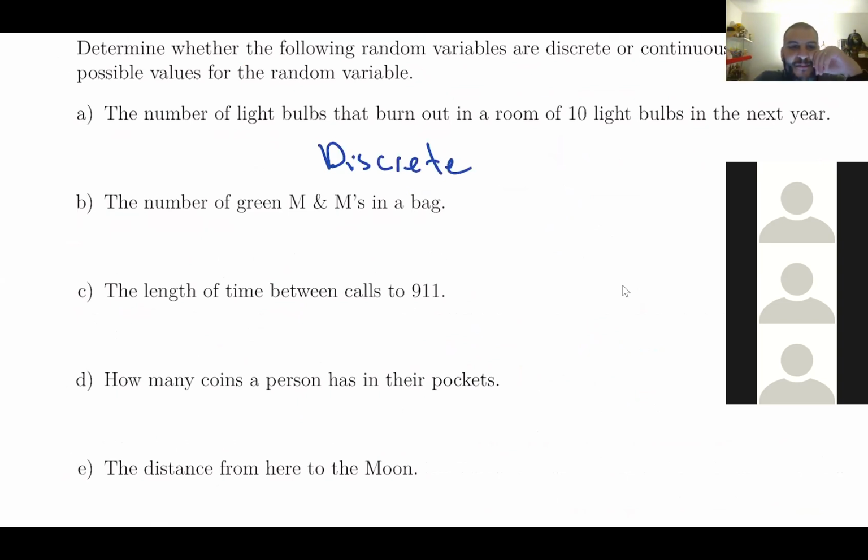All right, good job. Everybody said discrete. It is discrete. What about B, the number of green M&Ms in a bag? Once again, that would be discrete because you can count that. What about the length of time between calls to 911? Continuous.